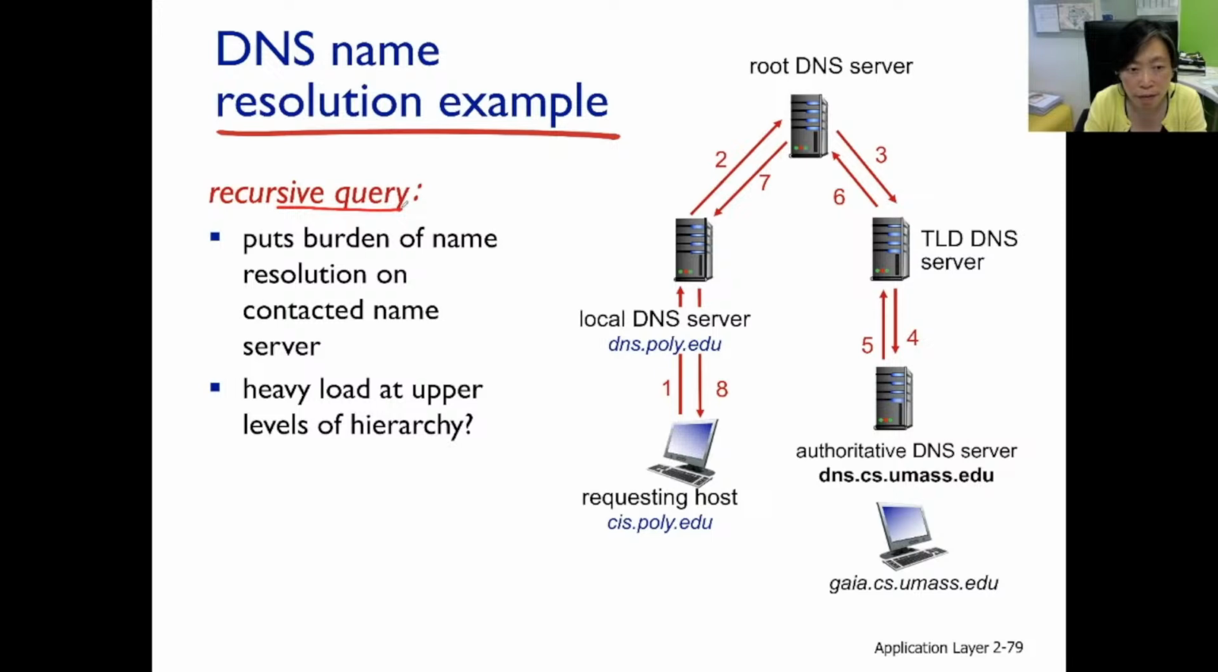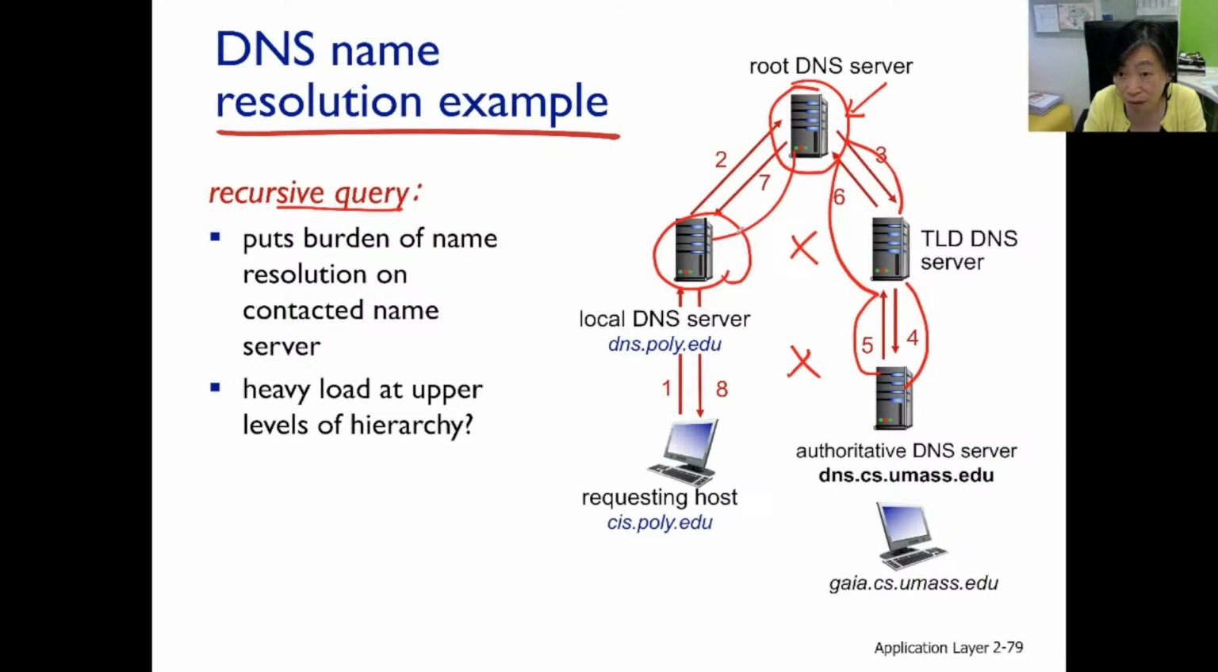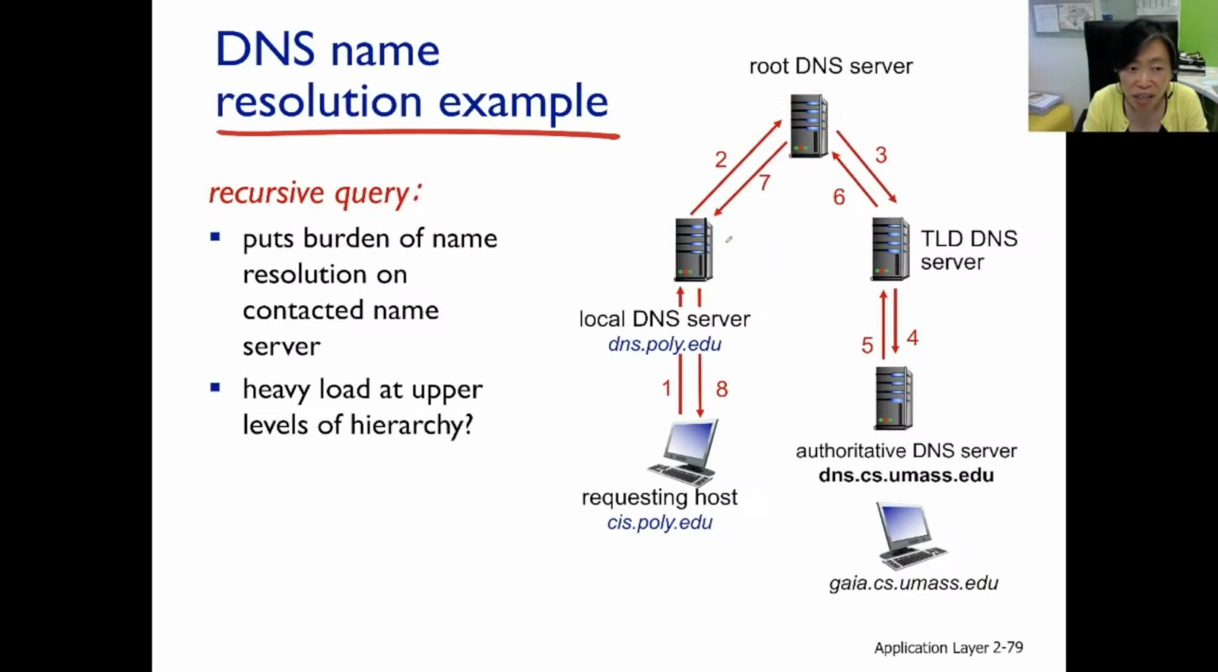Recursive query is the second form of doing the querying. So the local DNS server here will forward only to the root, not contacting the TLD, not contacting the authoritative DNS server. And it will be the root's job to find out what the mapping is. And the root doesn't really know the mapping of Gaia.cs.umass.edu. So it forwards the query to the TLD. The TLD forwards to the authoritative DNS server, and finally the IP address traverses back, and the root DNS server here sends it back to the local DNS server. Right? Can you see an issue with this?